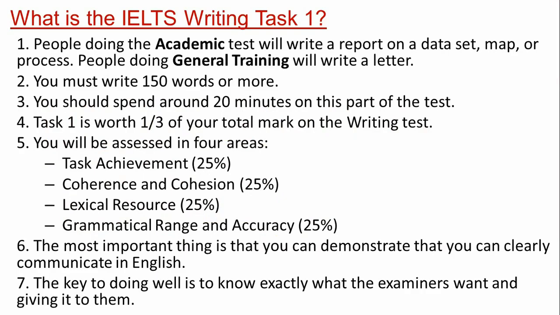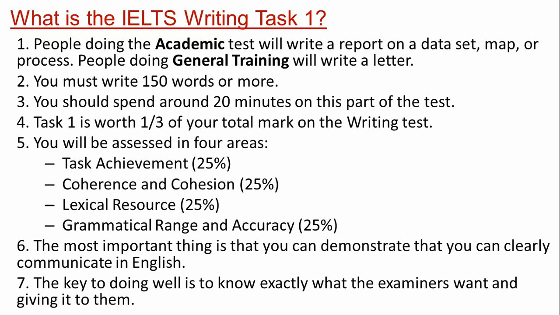People doing the academic test will write a report on a dataset, map, or process. People doing general training will write a letter. You must write 150 words or more. You should spend around 20 minutes on this part of the test. Task 1 is worth 1/3 of your total mark on the writing test.